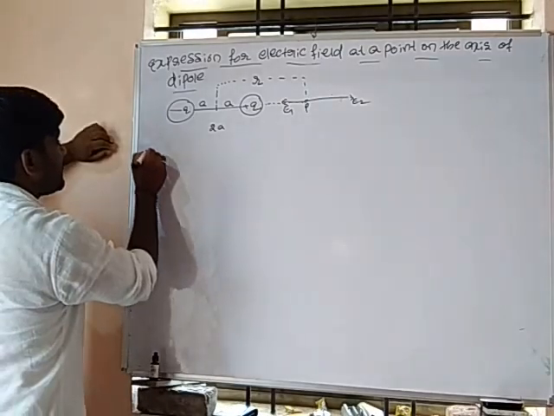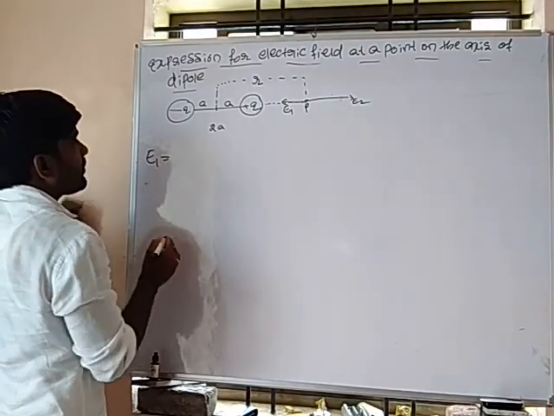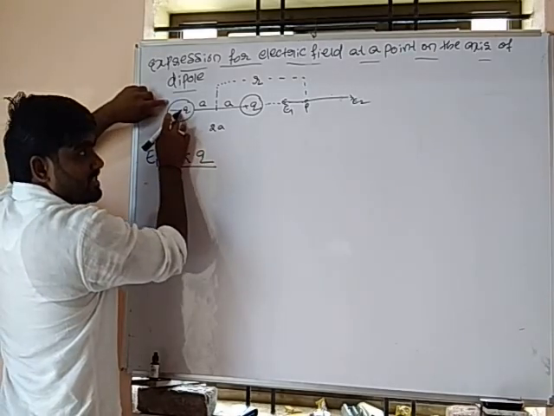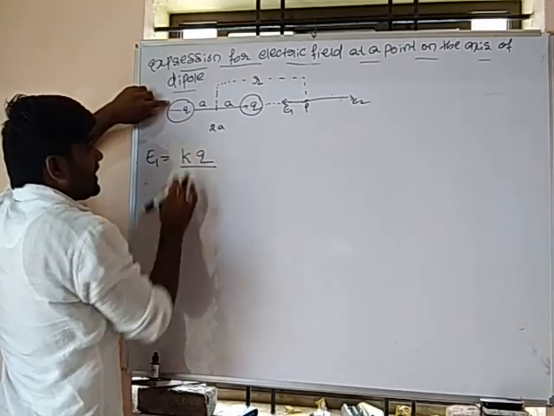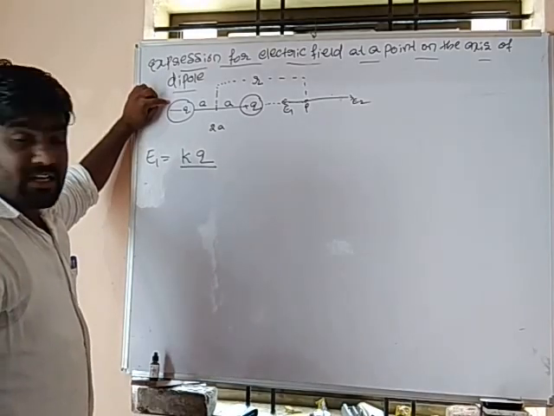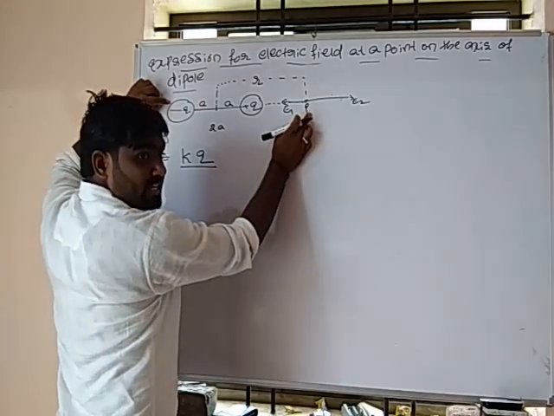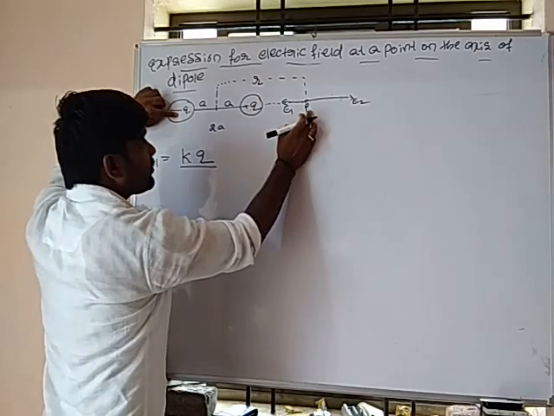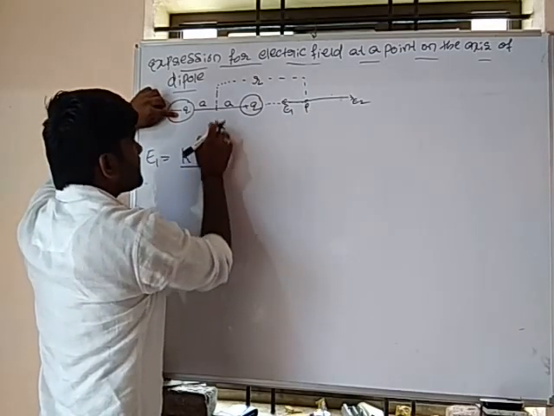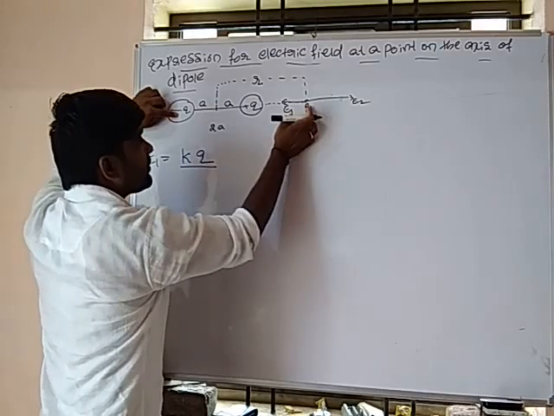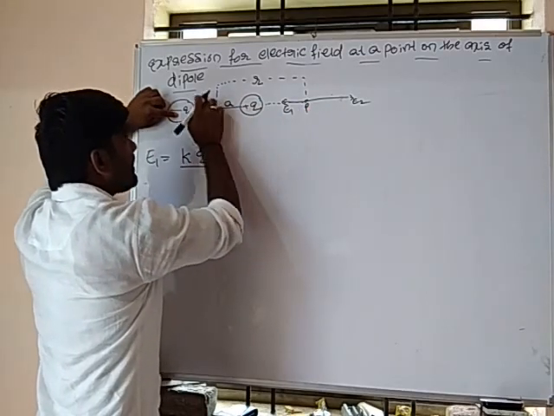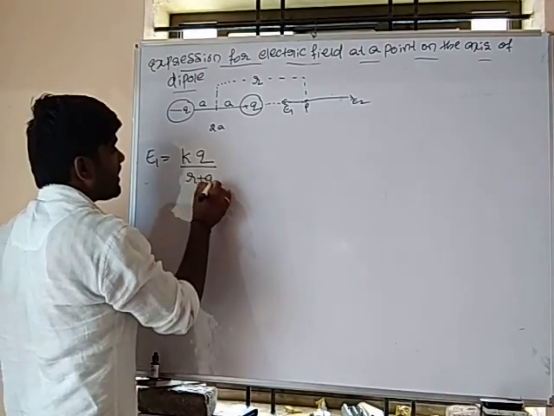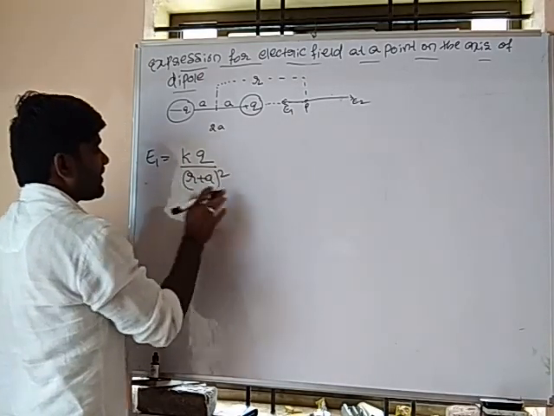Then find out this. E1 is equal to, we know that, KQ, for this charge I am calculating here, KQ divided by R square. How to calculate R square? At this point I want to calculate the electric field. What is the distance from this point to this point? From this point to this point, it will be A. Again, this point to this point, it will be R. R plus A. It will be R plus A whole square.